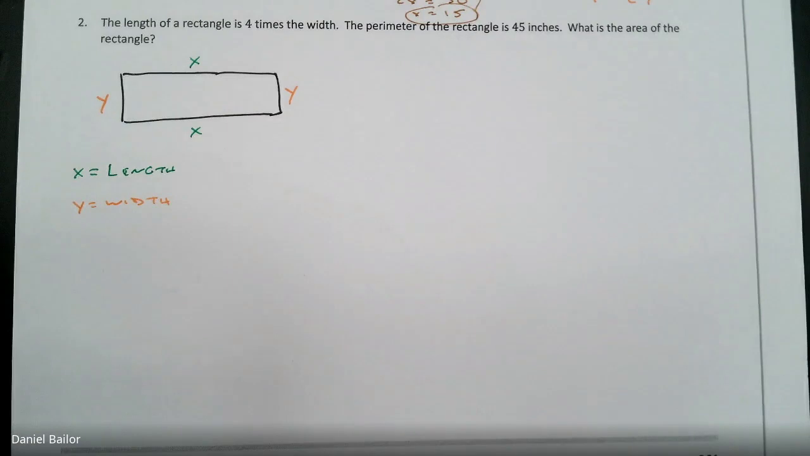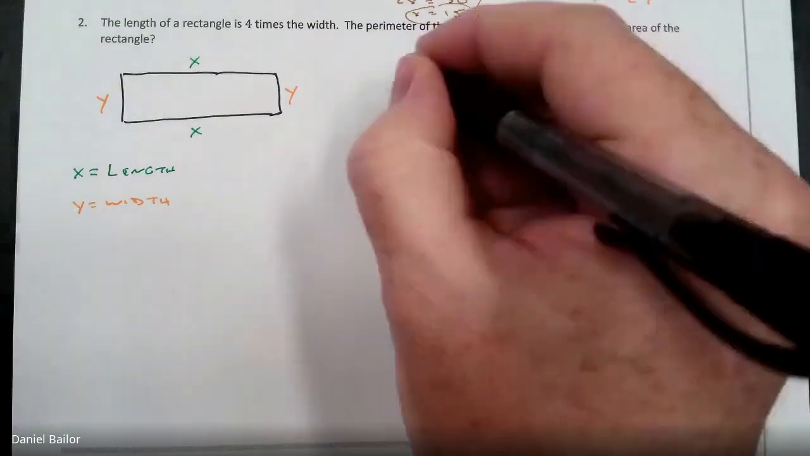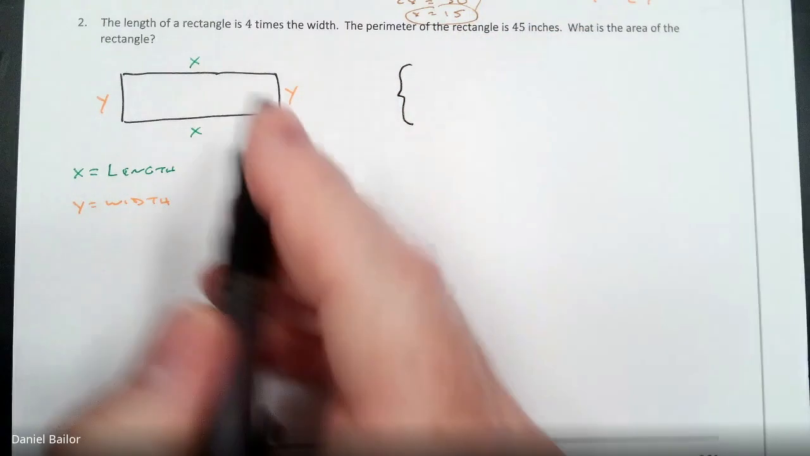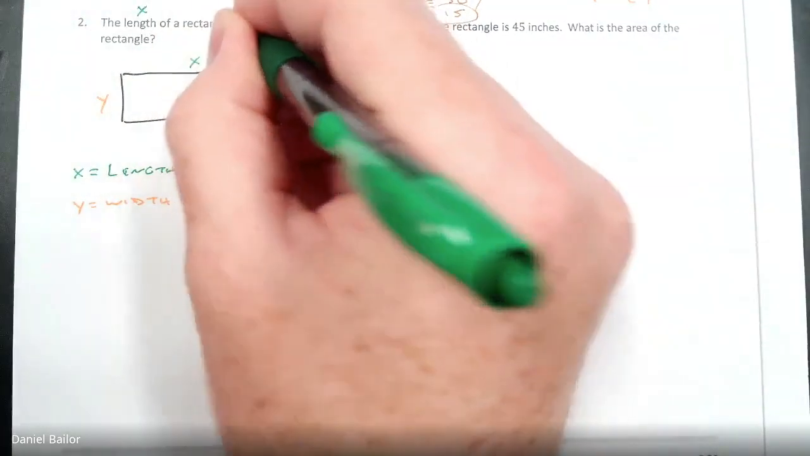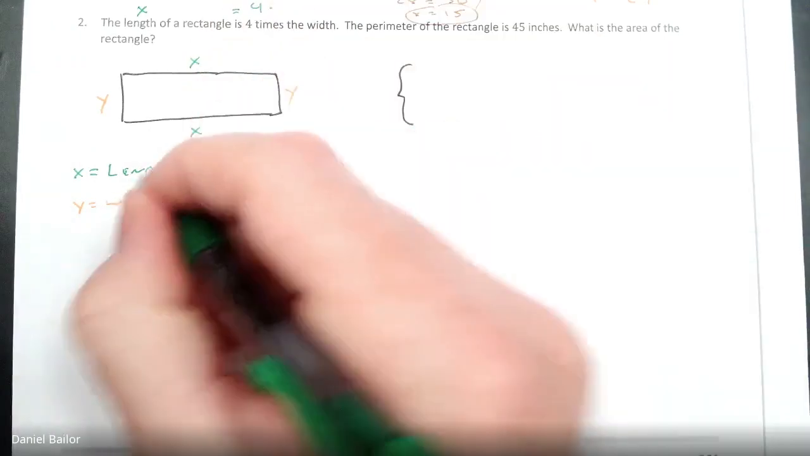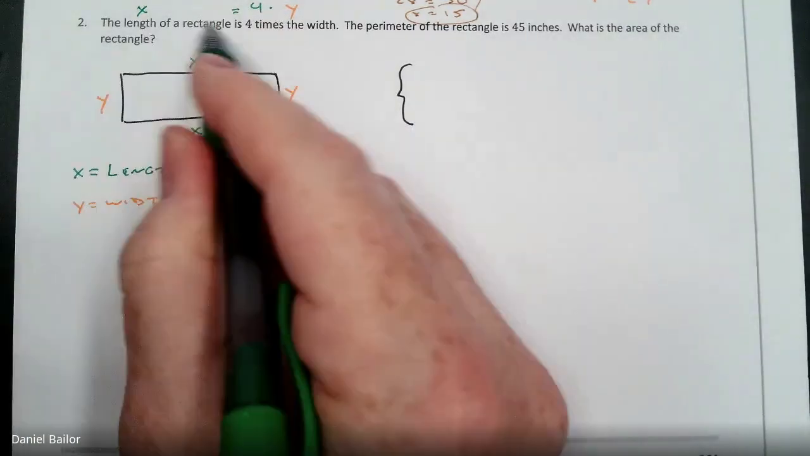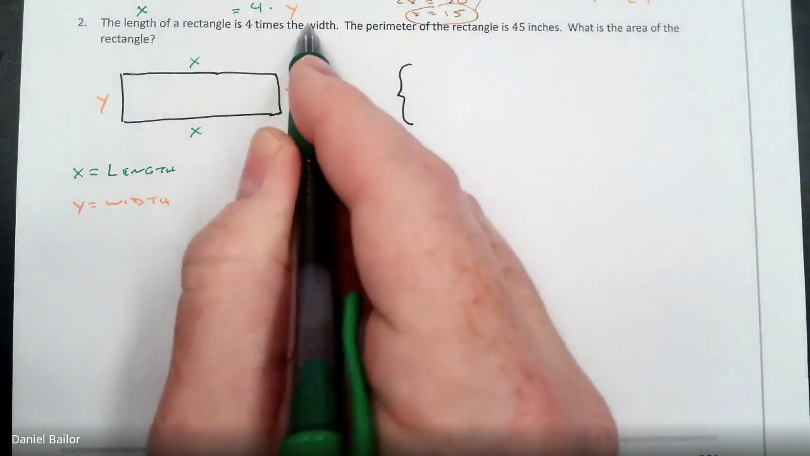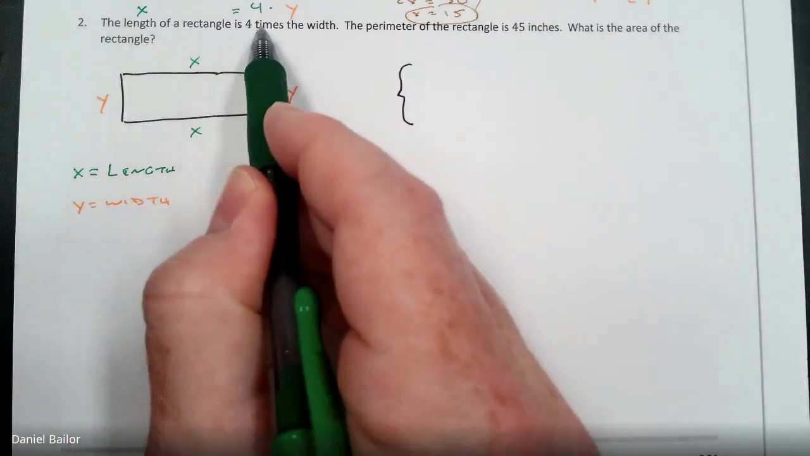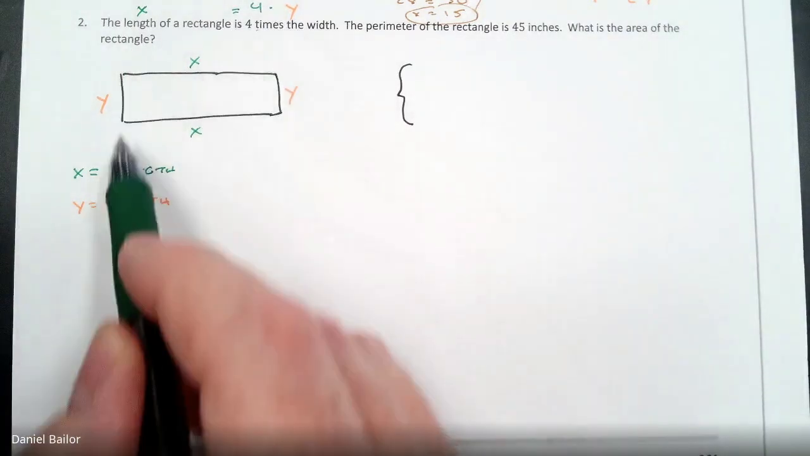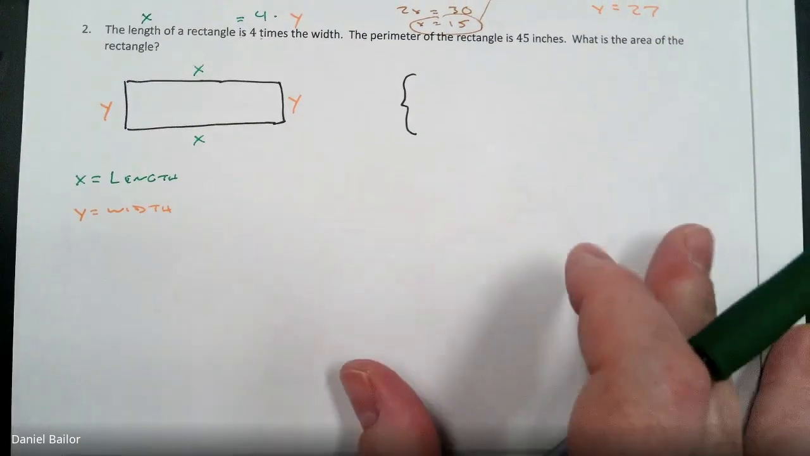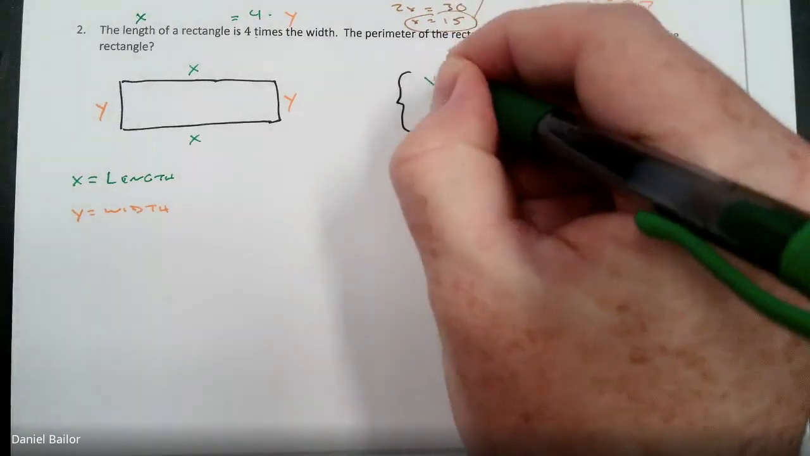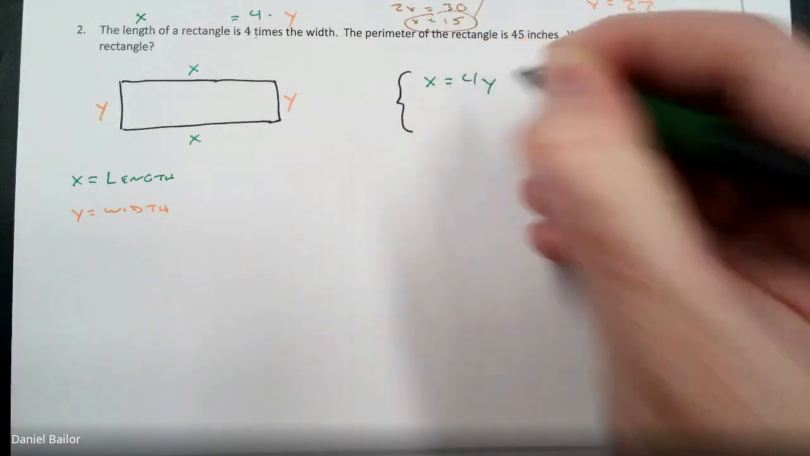Now, let's turn this into a system. The length of a rectangle is 4 times the width. So x is 4 times y. That's why it's always important to do your variables first. If you do your variables first, writing the equation gets easier. So we know x equals 4y.